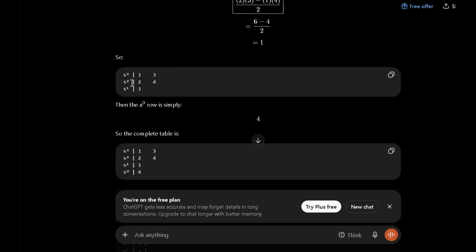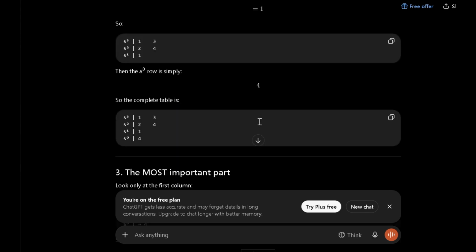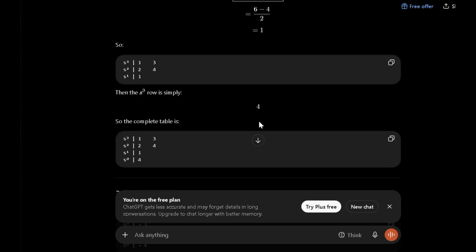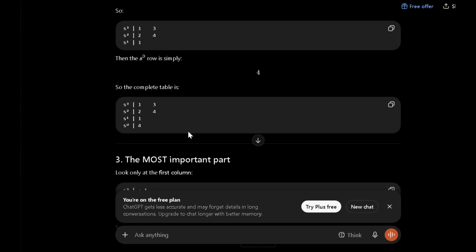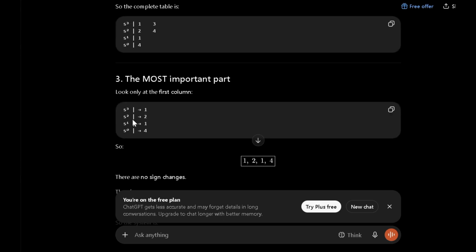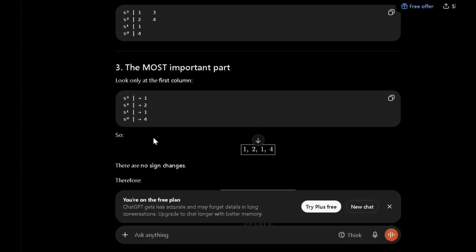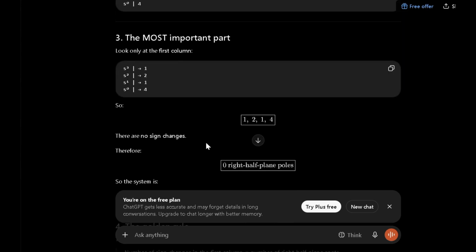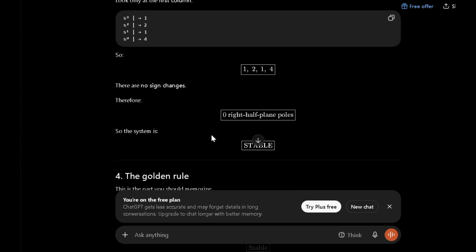Then s^0 is simply 4. The complete table is s^3: 1, 3; s^2: 2, 4; s^1: 1; s^0: 4. The most important part: look only at the first column. S^3 is 1, s^2 is 2, s^1 is 1, s^0 is 4. So 1, 2, 1, 4. There are no sign changes. Therefore, zero right half plane roots, so the system is stable.